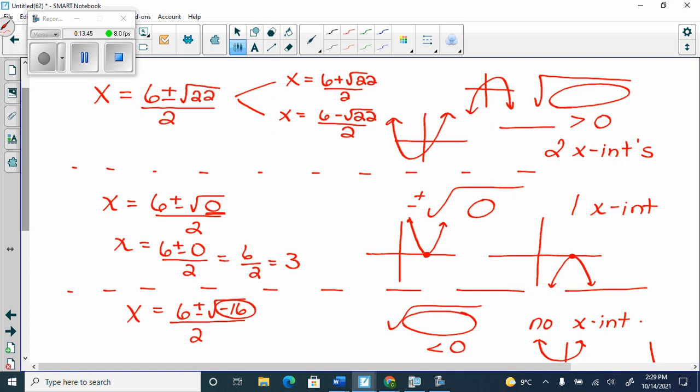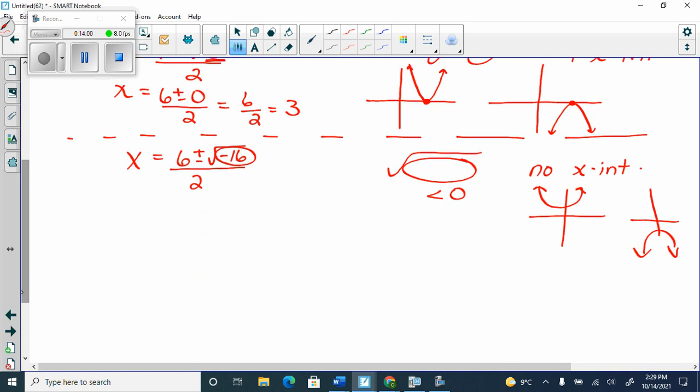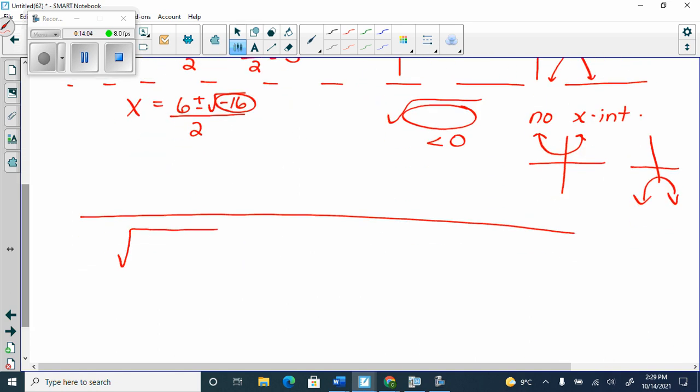Did the 6 and the 2 change at all? No, I kept 6 and 2 here, and here, and here. What was based on whether I have 2, 1, or no x-intercepts was what was underneath that square root sign, correct? What's underneath the square root sign? You're not writing this. We're going to get to it in a second. What's underneath that square root sign is actually b squared minus 4ac, correct?